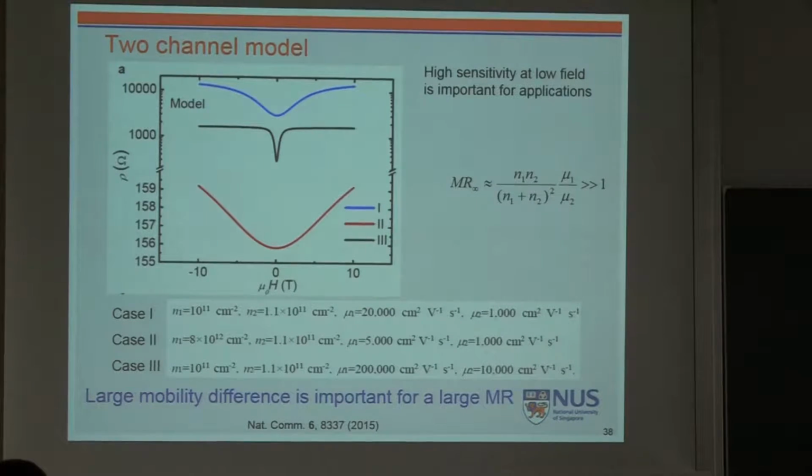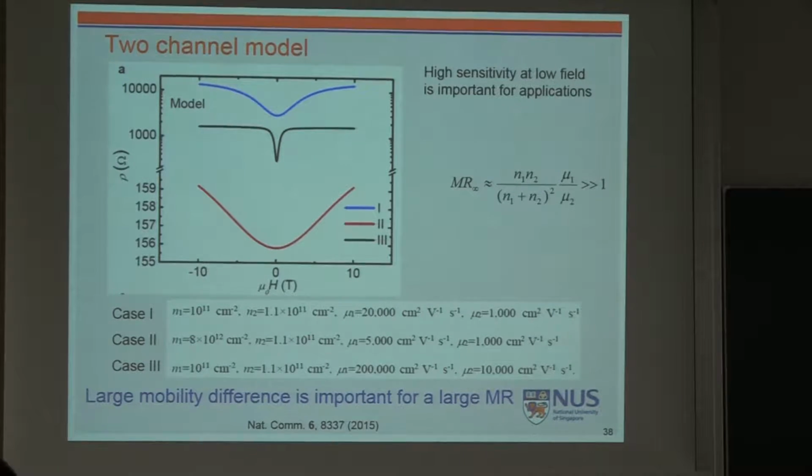So recently we discussed with Antonio Castro Neto in our university, who is a great theorist. We showed him our data, all kinds of graphene data. Sometimes we have this parabolic MR as a function of magnetic field. Sometimes we have quite linear MR, something like a very straight line. Sometimes we have different curvature like this, and so on.